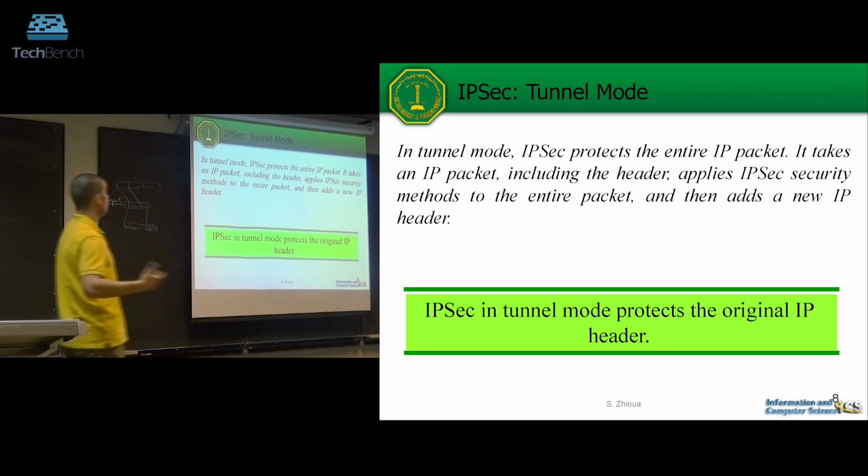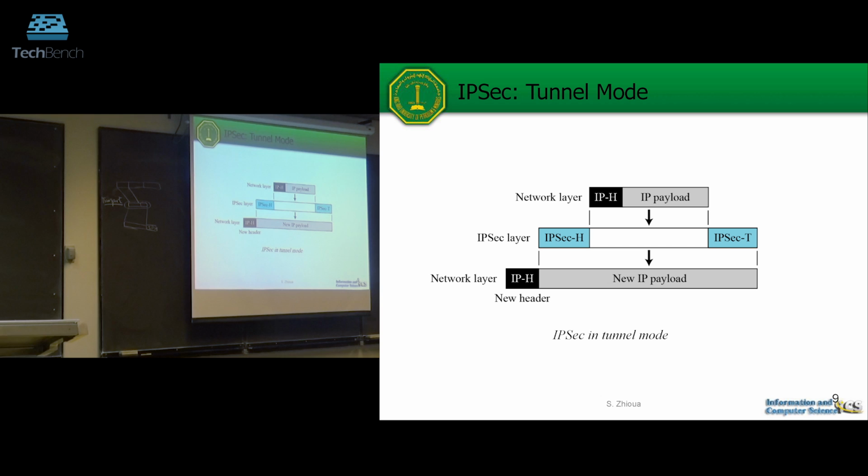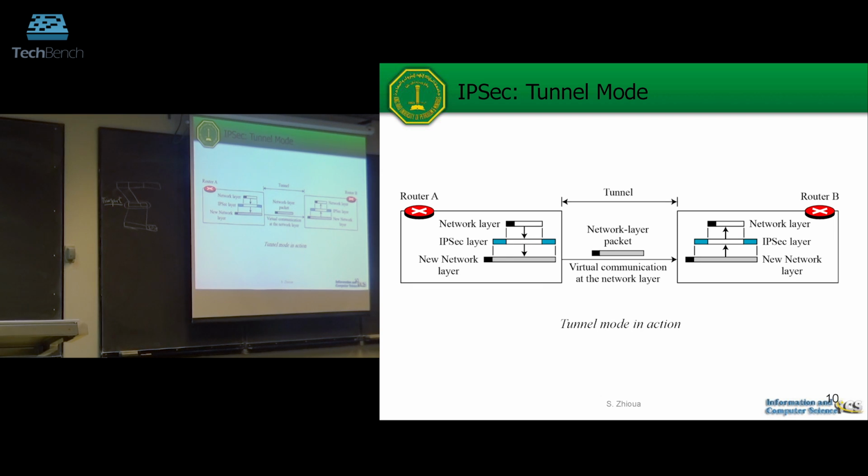Because if you encrypt the original IP header, you will not be able to route it, so you need to add another one. This happens at the network layer. Once we craft our network layer packet, including the header, we protect all of that, and then we add another IP header for IPsec. It works the same way at the source and destination.